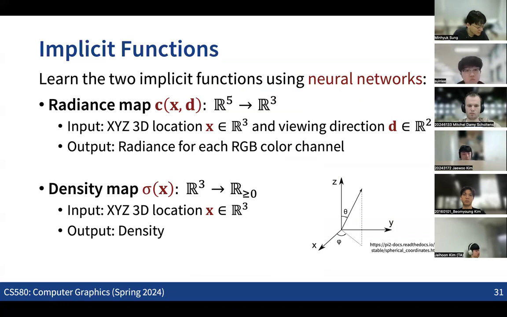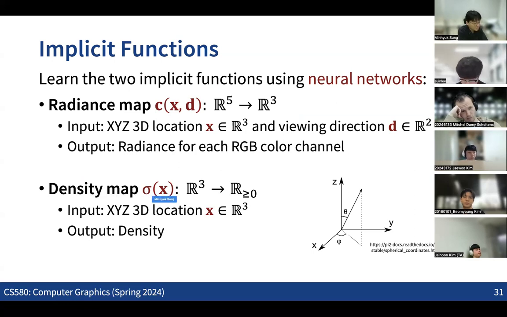One is the radiance map, which gives information about how much radiance the volume is emitting at that specific point and in that direction. So for the radiance map, we take two inputs, the position of the point and the direction. We also have this radiance information for each of the RGB color channels, so we have a three-dimensional vector. And for the density map, we have information about how likely the ray will hit something at that point, which gives the density information.